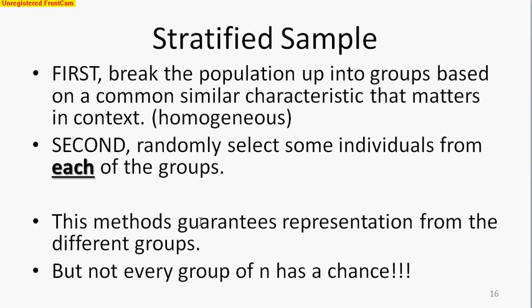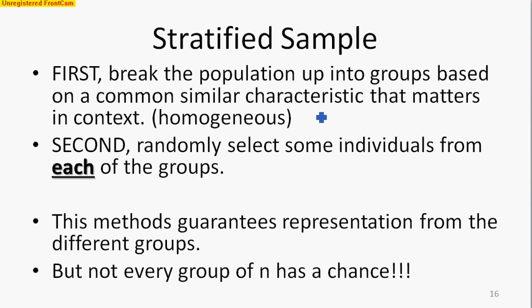Okay, up next is what we call a stratified sample. Now let's try to explain this. All right. When you do a stratified sample, the first thing you do is you break the population into groups based on a common, similar characteristic that matters in context. When I say it matters in context, I mean something that actually has to do with the question. So this is what we call homogeneous groups.